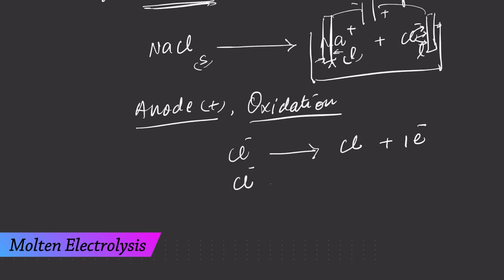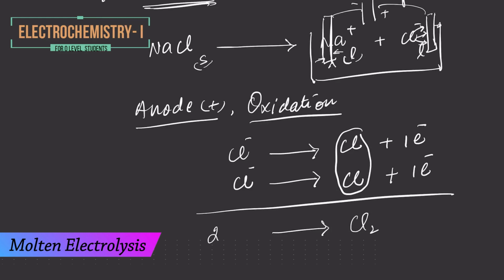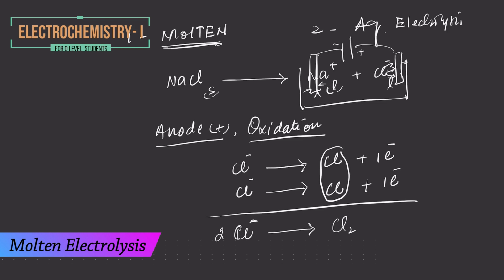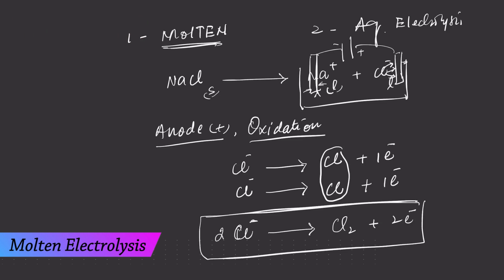Similarly, another Cl negative ion will also come to the anode and lose 1 electron to make one other atom of Cl. These two atoms of chlorine meet together to make a stable species known as chlorine gas. So the overall reaction is 2 moles of Cl negative ion approach the anode, forming Cl2 gas and a loss of 2 moles of electron.